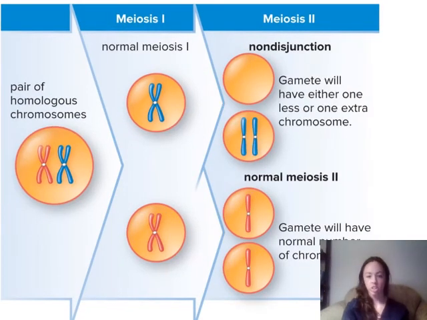So if non-disjunction happens during meiosis 2, then the sister chromatids of one of the chromosomes will not be correctly separated. This will result in 2 normal gametes, 1 gamete with 1 less chromosome, and then 1 gamete with 1 extra chromosome. 50% of these gametes will produce healthy babies, while the other 50% of the gametes will result in a baby with some type of disorder.